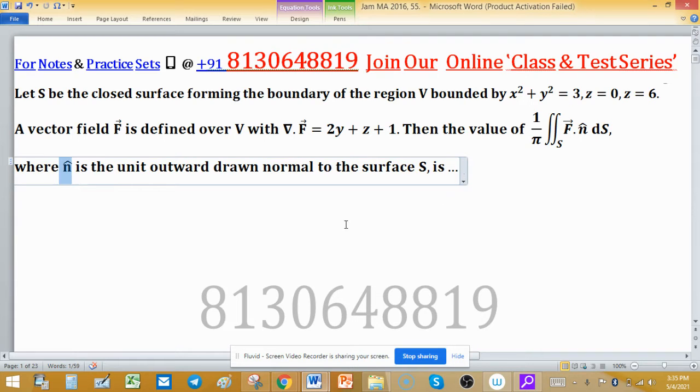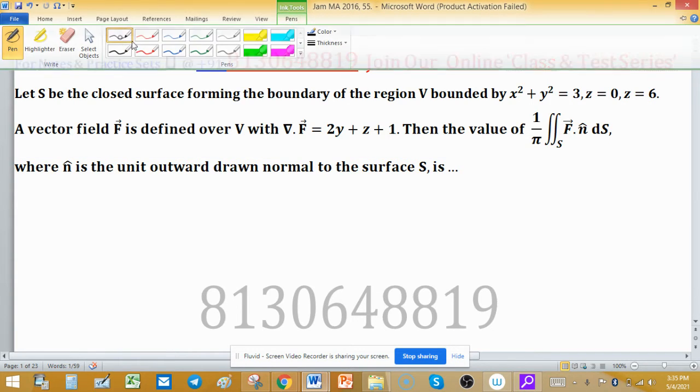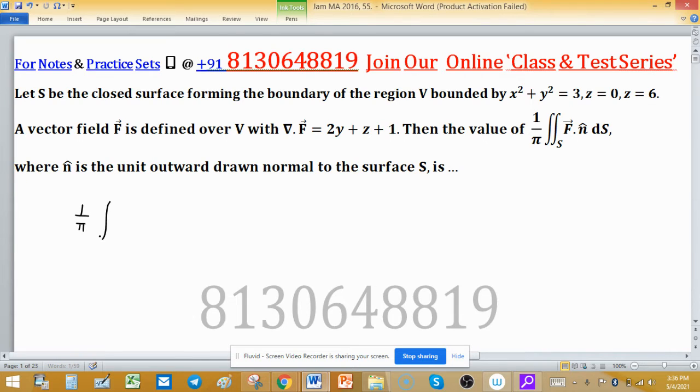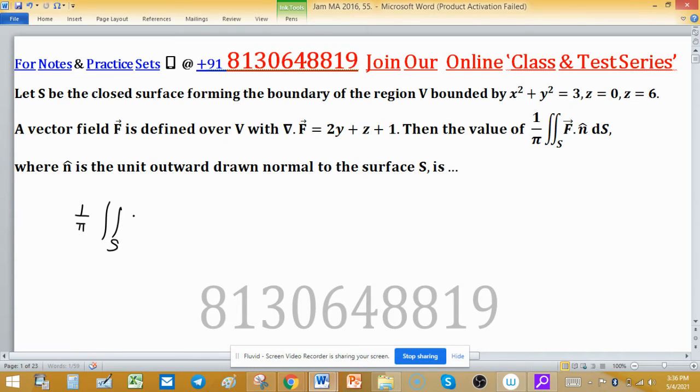The question gives the hint: 1 upon pi times the surface integral of vector F dot n hat dS, and the divergence of F is given as 2y plus z plus 1. This means we can solve this problem with the help of Gauss divergence theorem, which relates the flux of a vector field through a closed surface to the divergence.